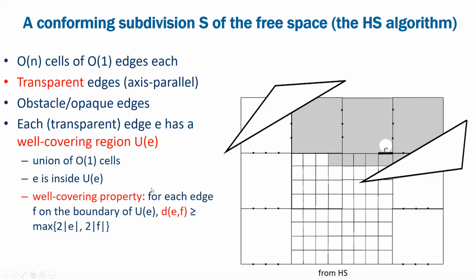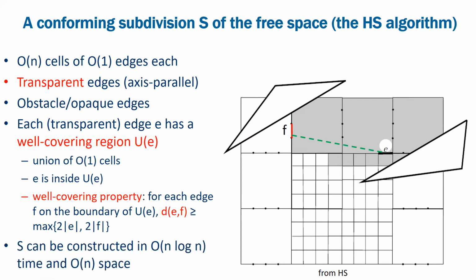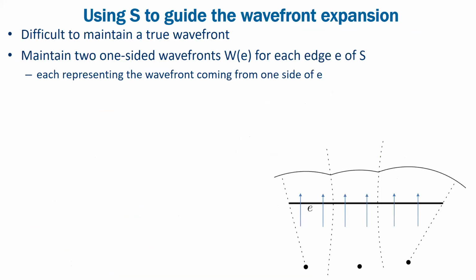An important property is called the well-covering property. Namely, for any edge F on the boundary of this region, between any point of F and any point of E, the distance is larger than 2 times the length of E and 2 times the length of F. That's a very important property. The subdivision can be constructed in n log n time in linear space. We use this subdivision to guide the wavefront expansion, but the difficulty is, again, that maintaining a true wavefront is very difficult.